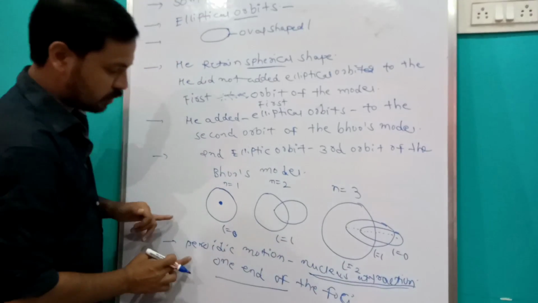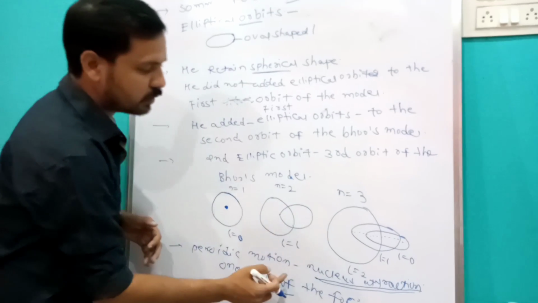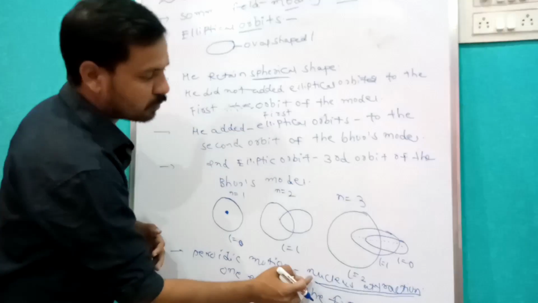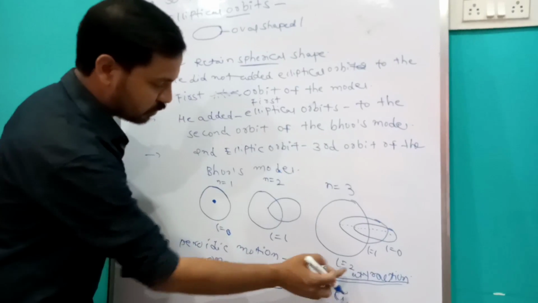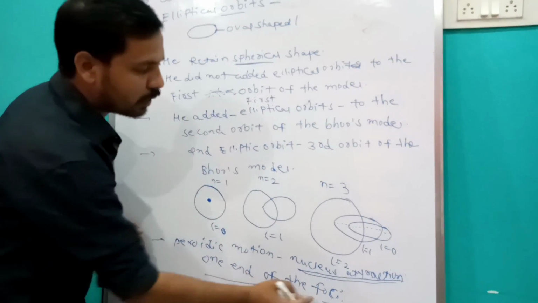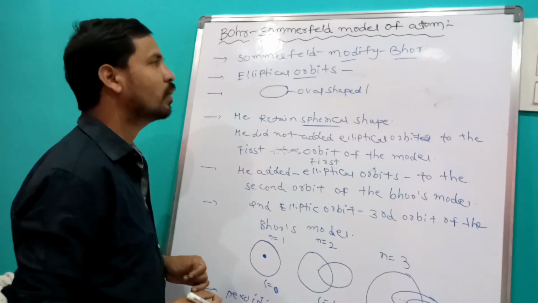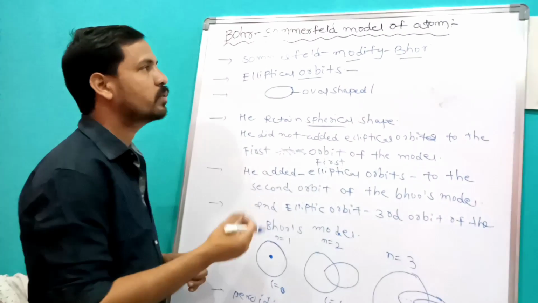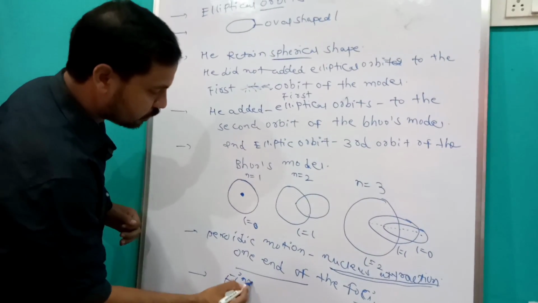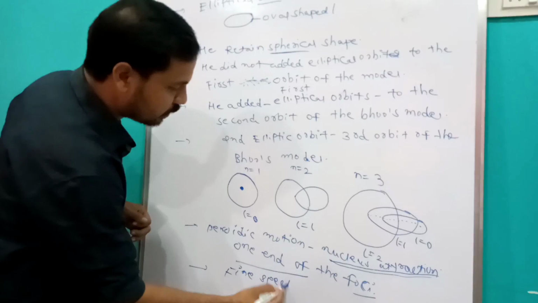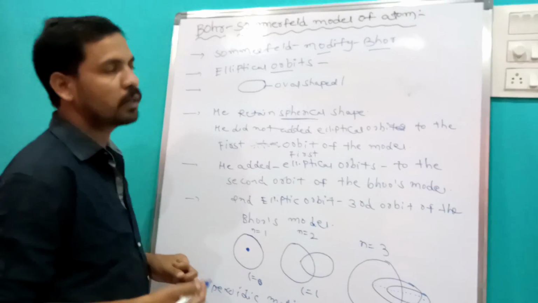So here what is the key point? The periodic motion of these elliptical orbits is based upon the nucleus attraction force, which is generated at one end of the foci. This Sommerfeld model successfully explains the fine spectra of the hydrogen atom.